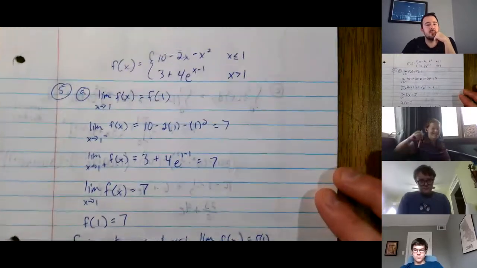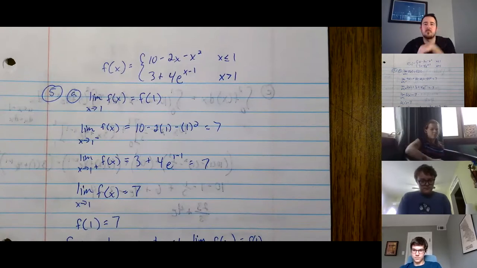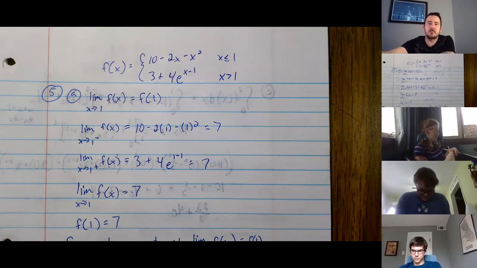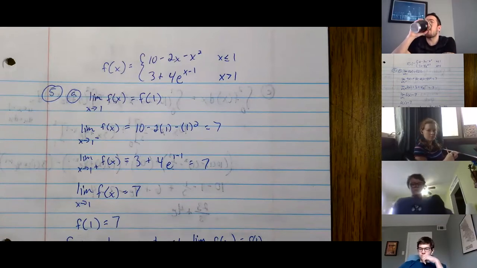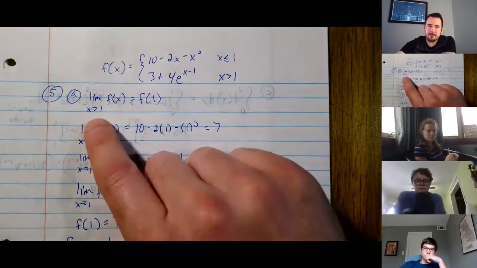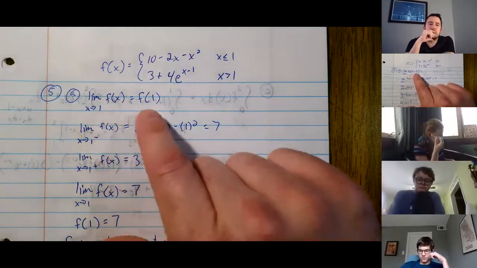All right, so question 5. Question 5 just said, let f be the function defined above. So we've got that piecewise function. Is f continuous? Obviously we just have to know the definition of continuity. Remember, the definition of continuity at x equals 1, very simple: the limit as x approaches 1 of f of x equals f of 1.